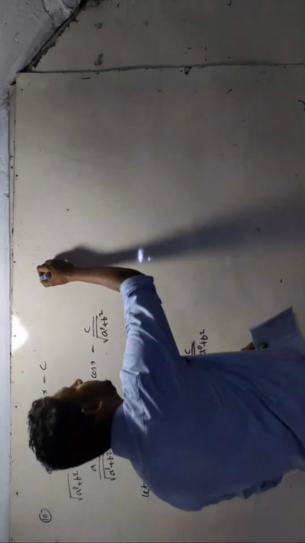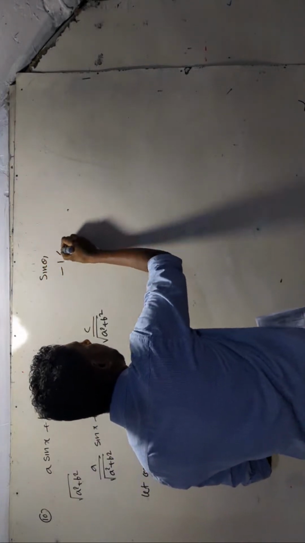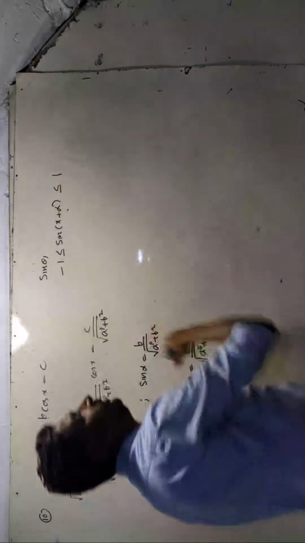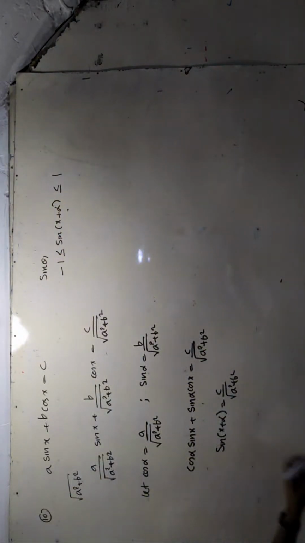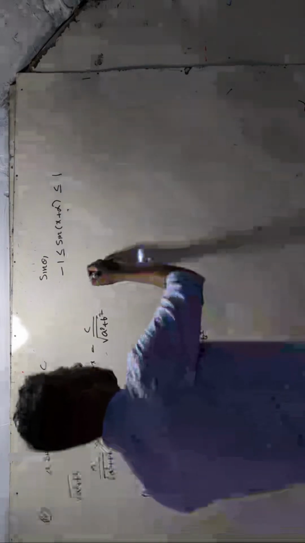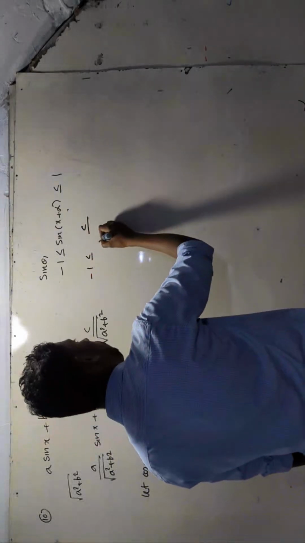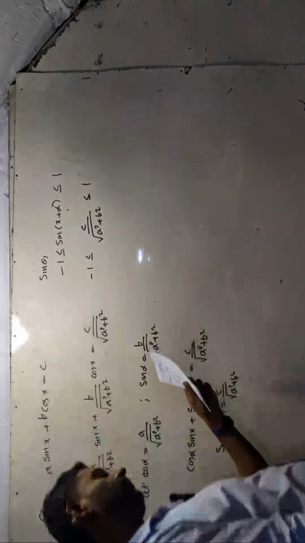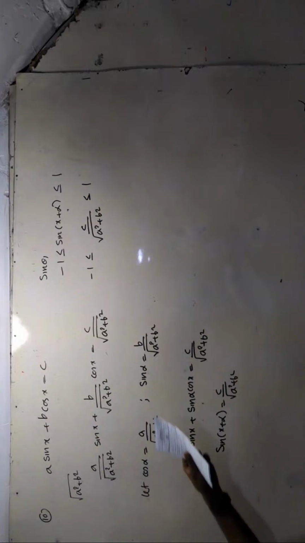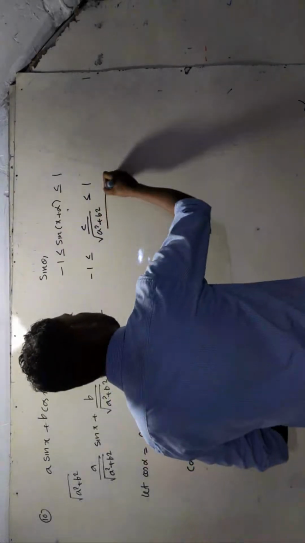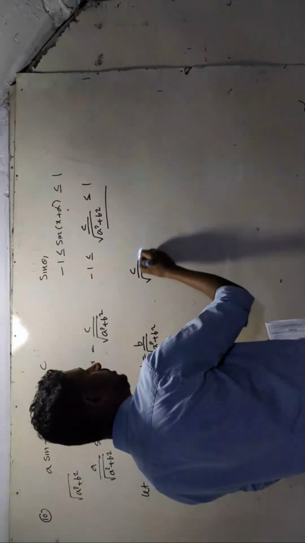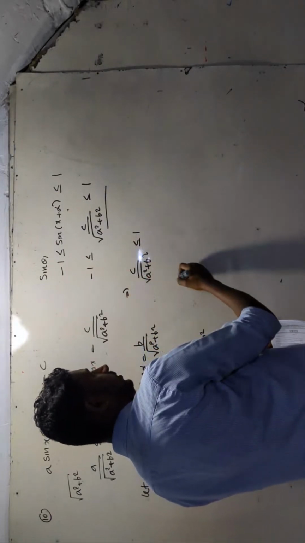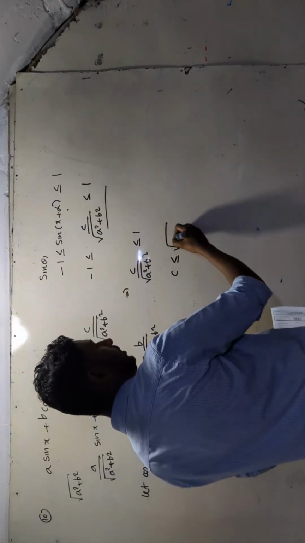So I'm going to write down sin(x + alpha) is greater than or equal to -1 but less than or equal to +1. Now we know that this is equal to this one. So -1 is less than or equal to C over root A squared plus B squared, which is less than or equal to 1. So we only have to consider this part. C over root A squared plus B squared is less than or equal to 1. So C is less than or equal to root A squared plus B squared.